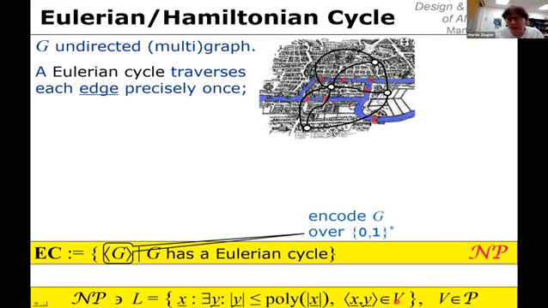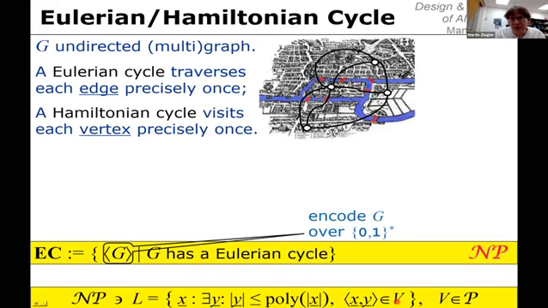And now we're going to similarly discuss the Hamiltonian cycle problem. So what is a Hamiltonian cycle? It's also a cycle, so it's also a tour in a graph starting at some vertex and returning to that very same vertex. And here the requirement is that the Hamiltonian cycle must visit every vertex precisely once. So it must not miss any vertex, it must not visit any vertex twice, but it can miss some edges.